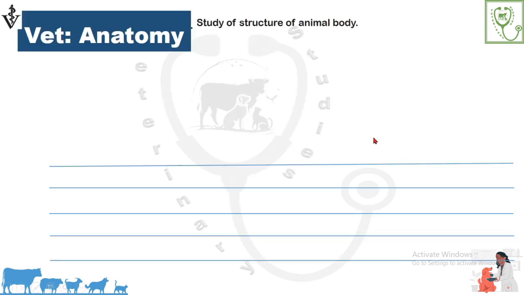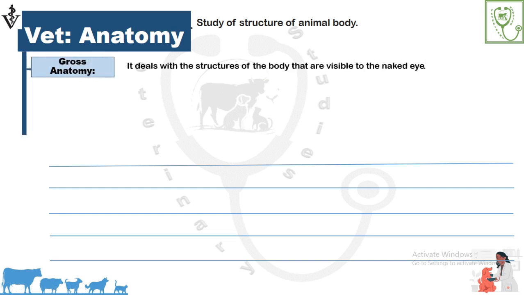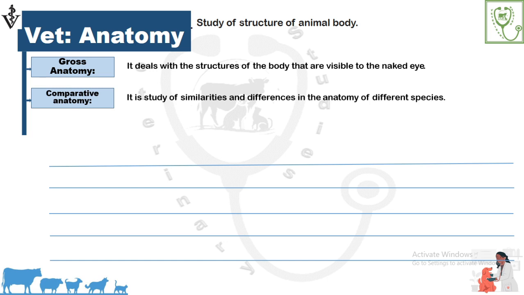Now, veterinary anatomy. It is the scientific study of structures of an animal body. Veterinary anatomy includes gross anatomy. In this we study the structures which we can see with our naked eye, such as bones, muscles, etc. The second one is comparative anatomy. In this we study the similarities and differences in the anatomy of different species.